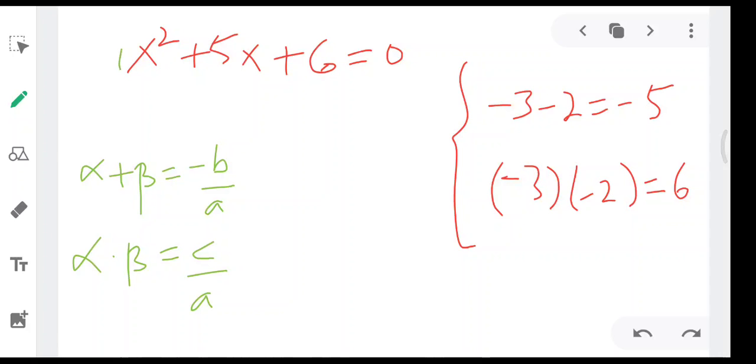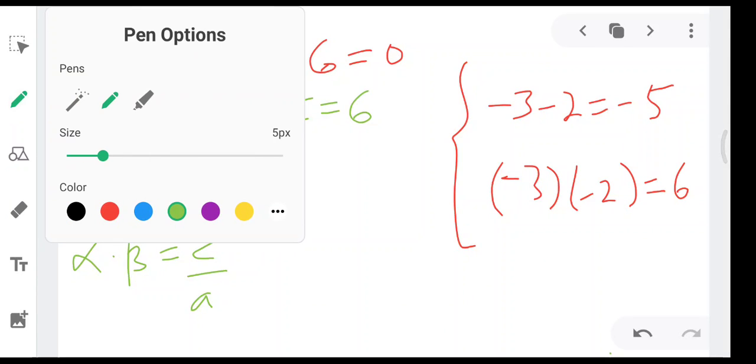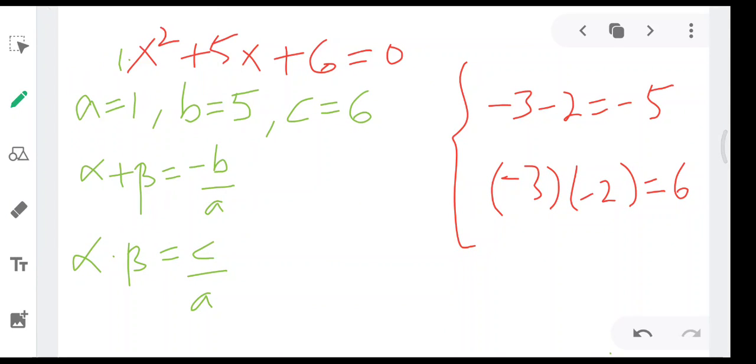Now we need to find the values of a, b, c here. What is a? A is the coefficient of x square, so a is 1 here. B is the coefficient of x, that is 5, and c is 6, the constant term. Now I'll substitute these values and let's see what our sum of the roots will be. Minus b, what is b here, students? B is 5. So minus b means minus 5 by a, which is 1, so minus 5 by 1 is minus 5.